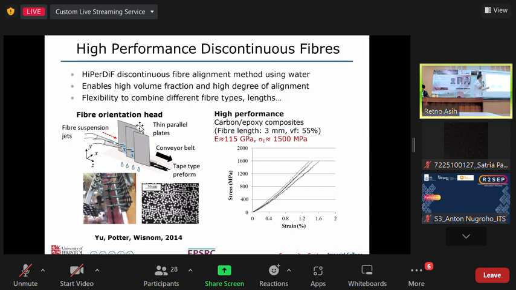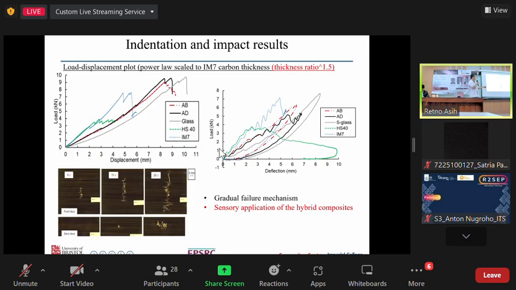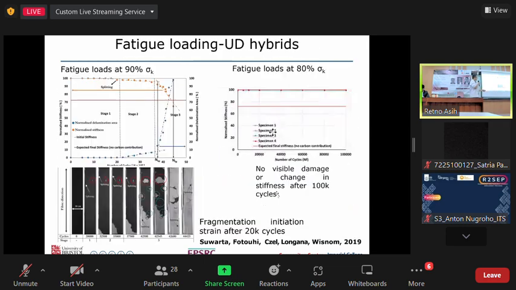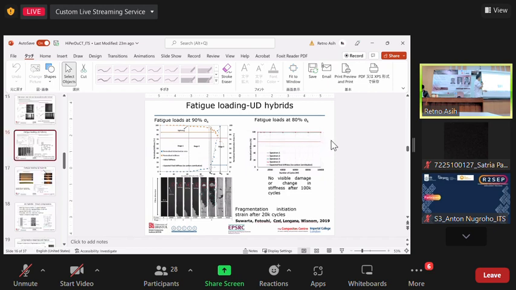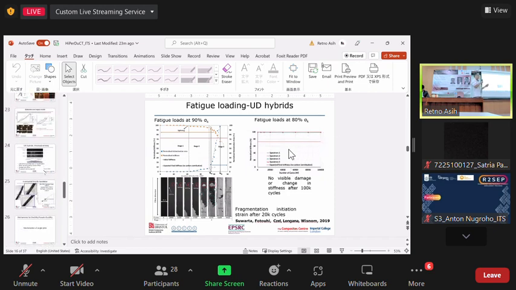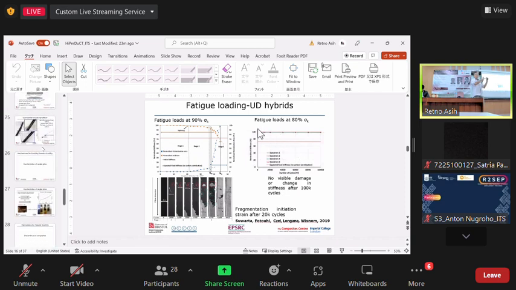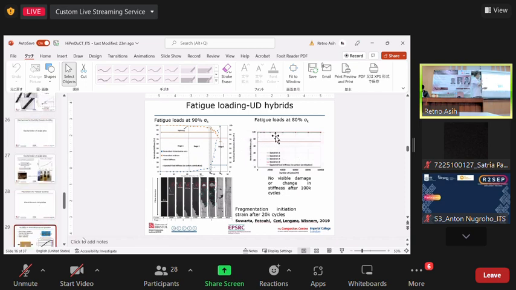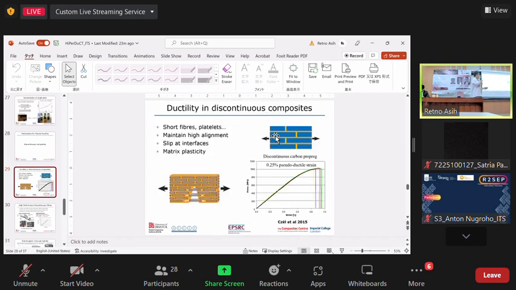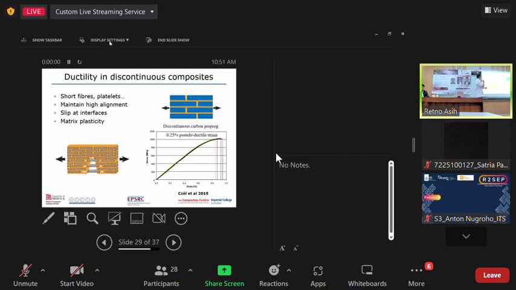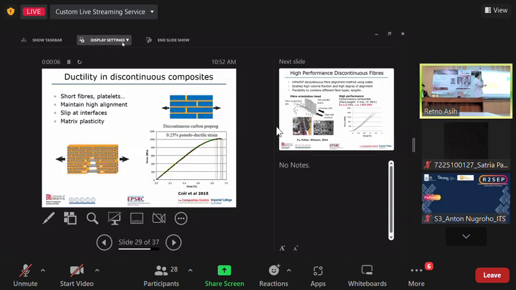So for this short composite, the length of the fiber is quite short, around 3, 6 or 12 millimeters. The key is to have this short fiber aligned inside the polymer composite, so it can carry the load quite easily. Also, the advantage of using this discontinuous composite is that we can make a complex part more easily compared with the continuous composite. So we can make it stiffer and use less material, but the key is the alignment. So we need to maintain high alignment.